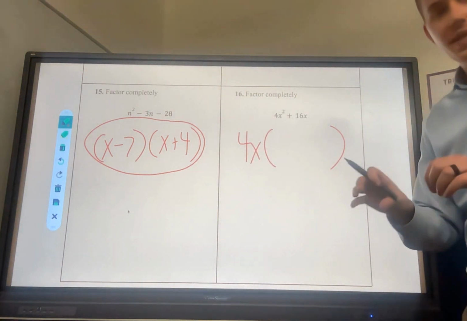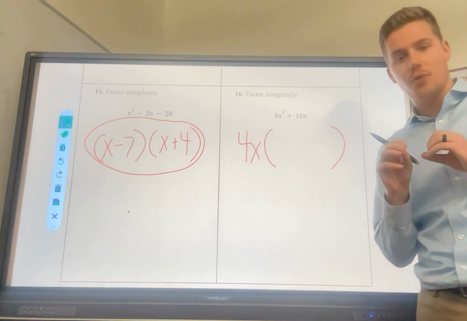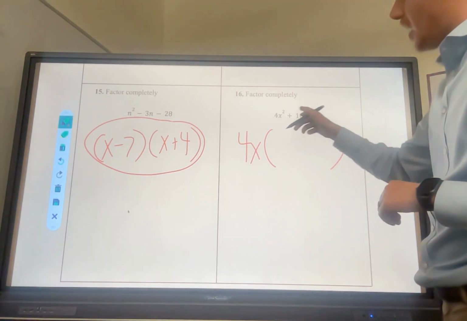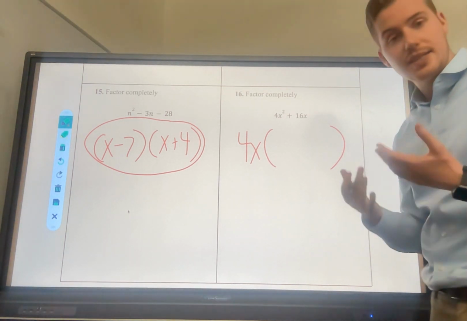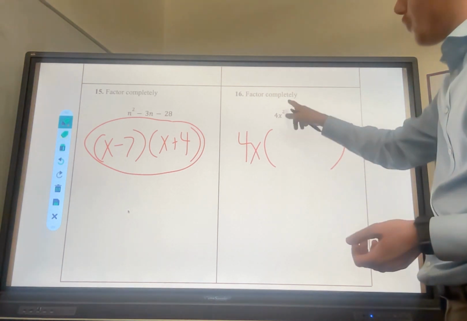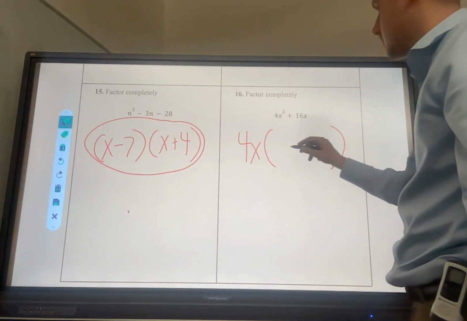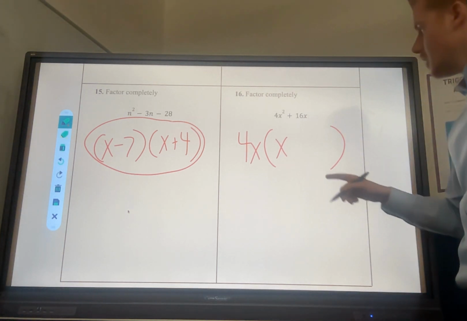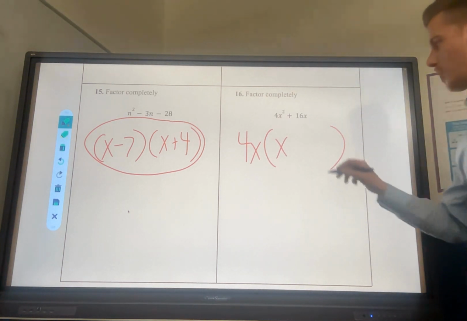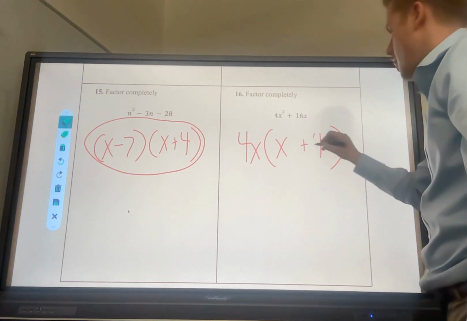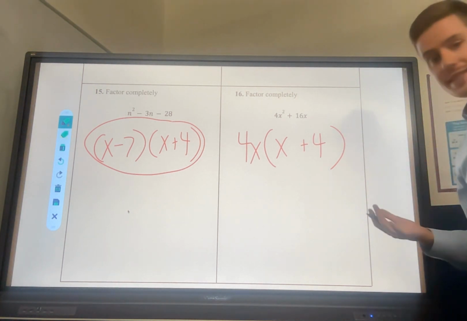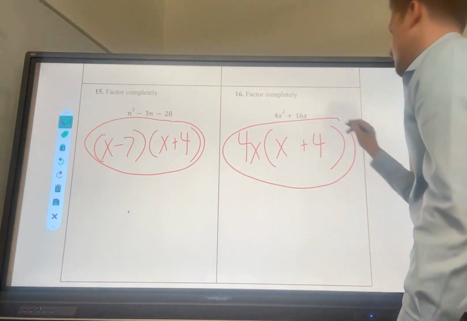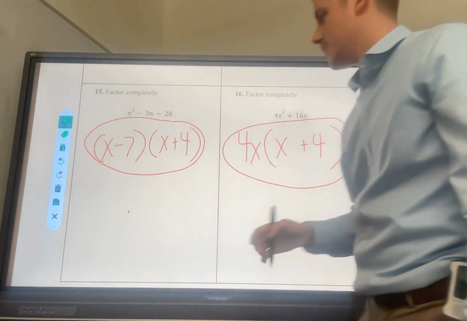And so what I'm going to do is factor out or divide out by 4x. If I divide each of these terms by 4x, let's see what we get left. 4x squared divided by 4x just leaves me with x. And then 16x divided by 4x leaves me with just positive 4. And that's it. We're all done for question 16. Let's move on to question 17 here.